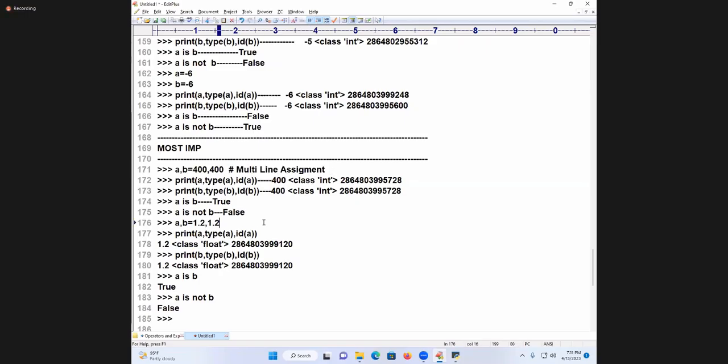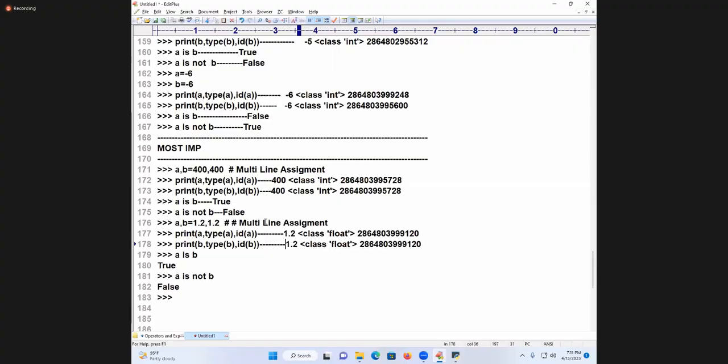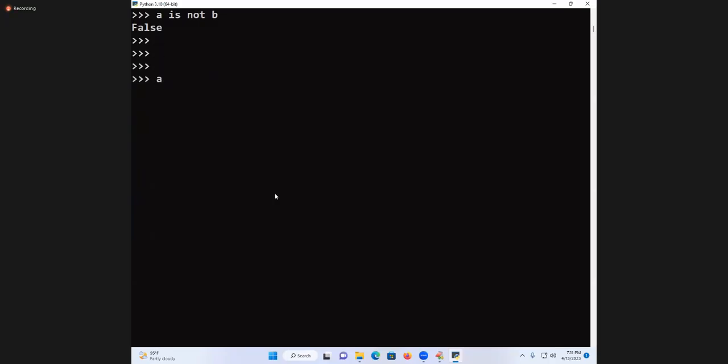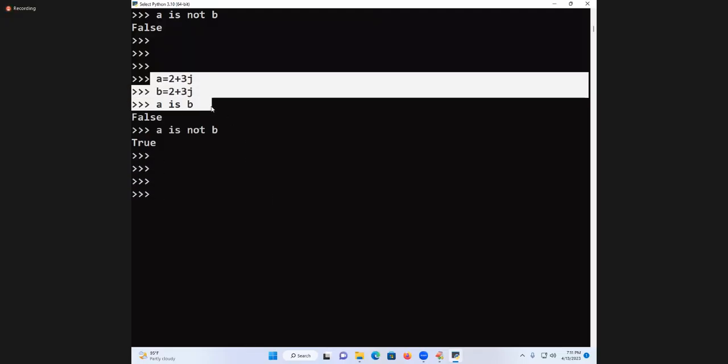Take care, student, because I am writing separately here: multi-line assignment, getting this data, and A is B, and next A is not B is written. Are you following? Next, one more time. A is equal to 2 plus 3j, B is equal to 2 plus 3j. A is B? A is not B? True. This we already know. Now, what line assignment? Single line assignment.